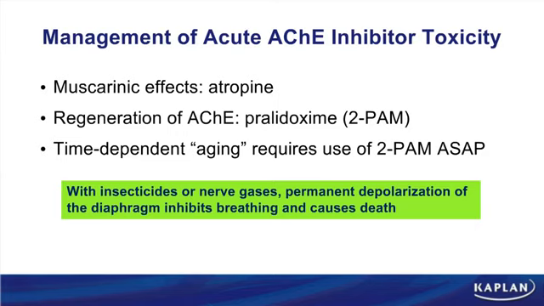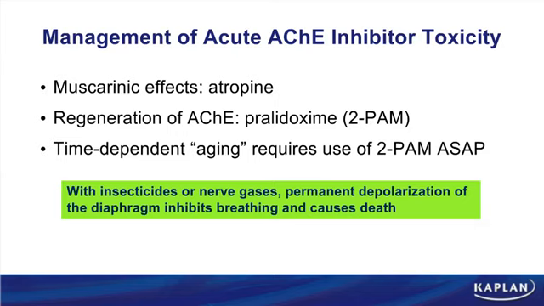Because what happens is you are continually activating nicotinic receptors, N sub M receptors, on the diaphragm. Eventually those receptors become desensitized and they stop responding. You paralyze the diaphragm, and that's what causes death. Atropine is not going to be able to stop that effect because it's nicotinic mediated. In that case, we can use a second antidote, a drug called pralidoxime. Pralidoxime is often abbreviated as 2-PAM.